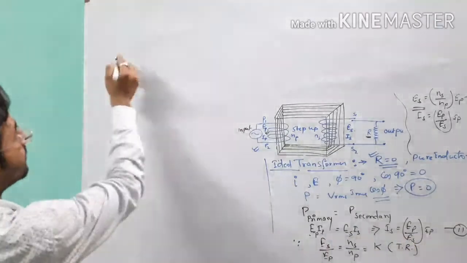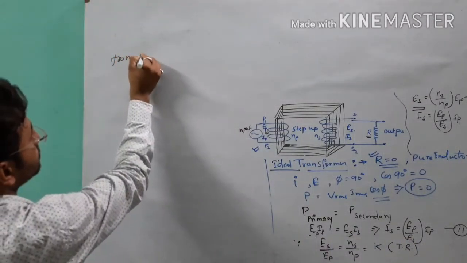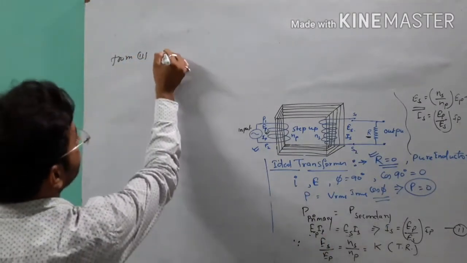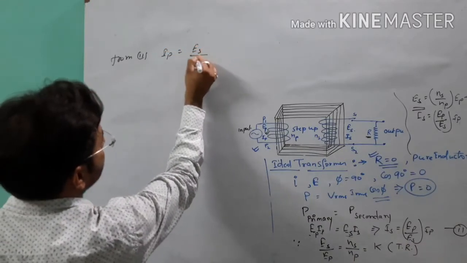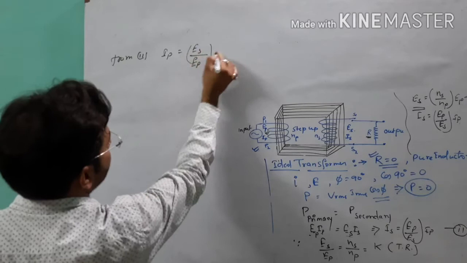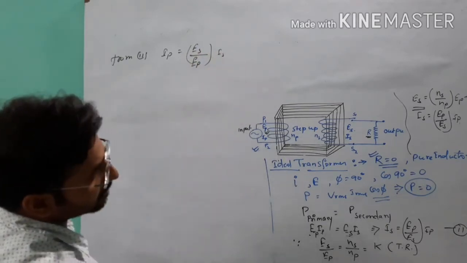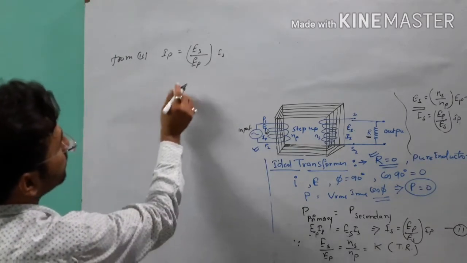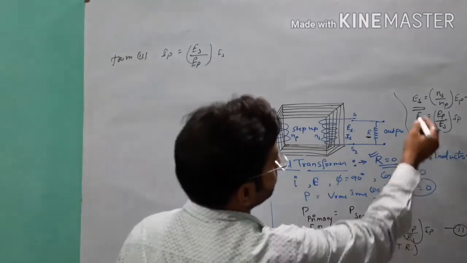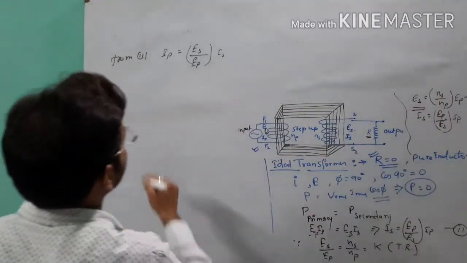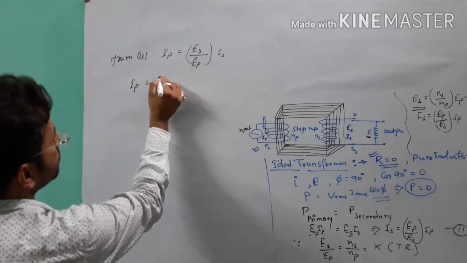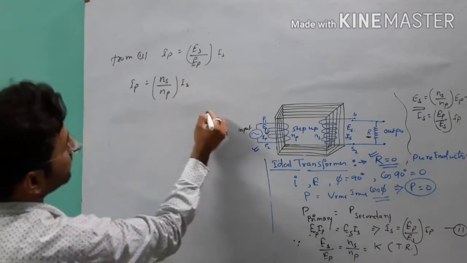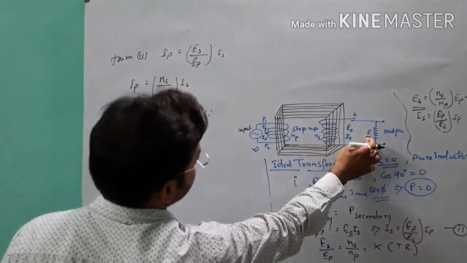Now from the second, we will write once again, IP is equal to ES over EP into IS. Now as I have written here, ES over EP is equal to NS over NP. So IP is equal to NS over NP of IS. See here, as I told you, R is the load resistance here.